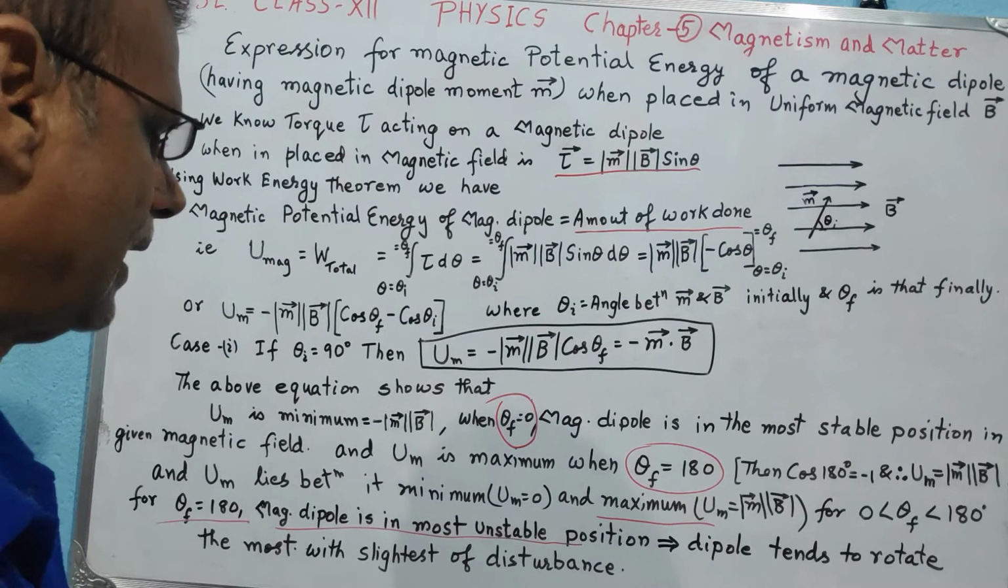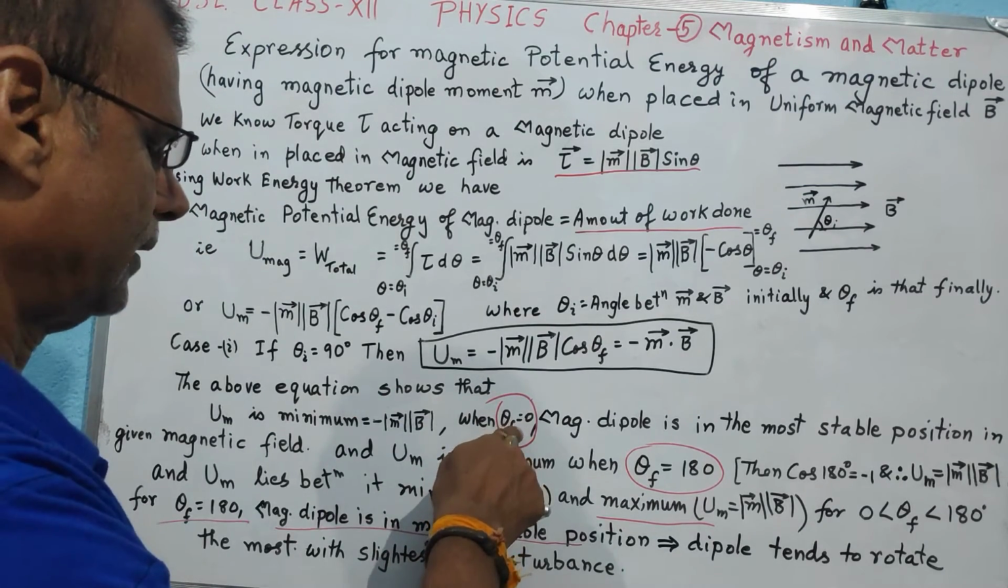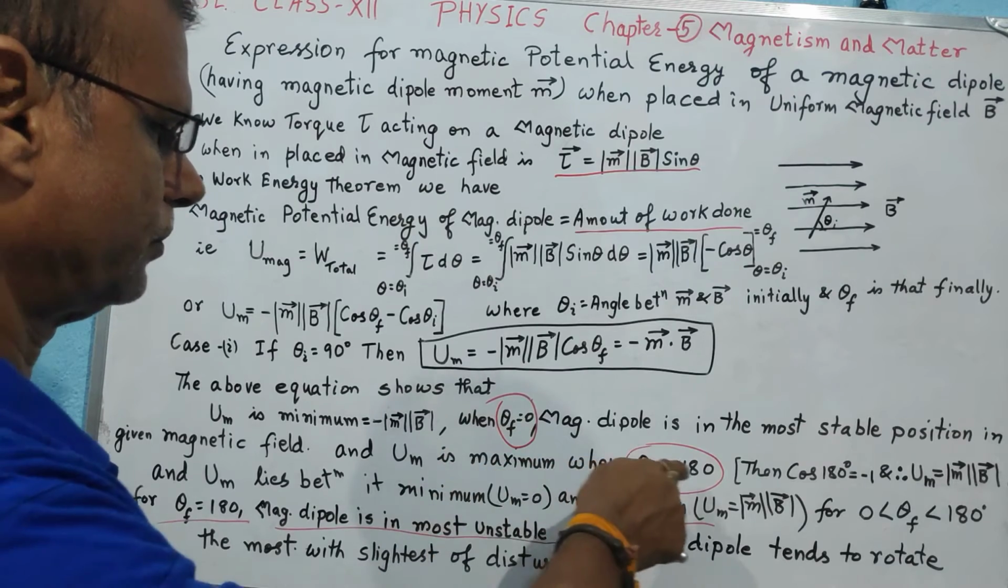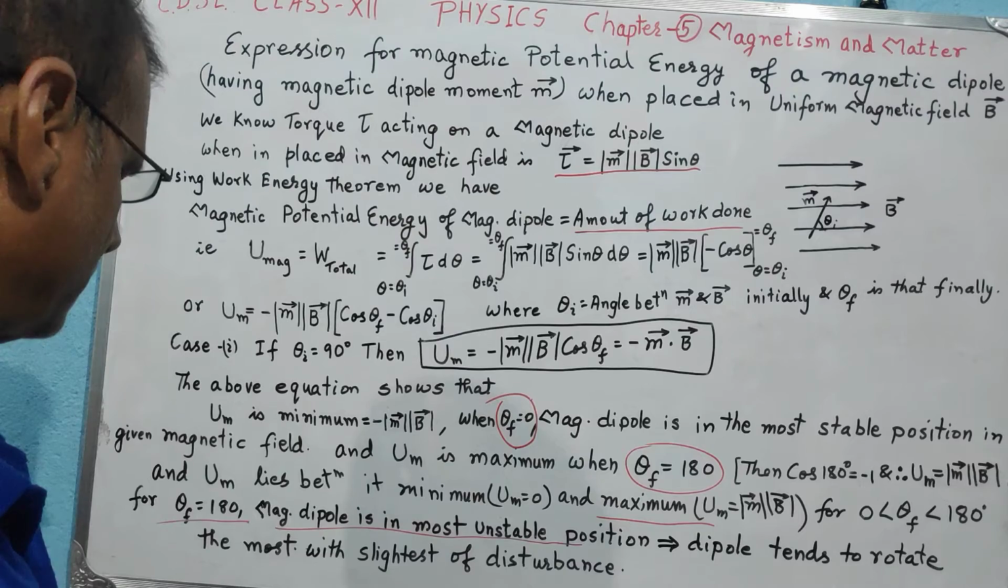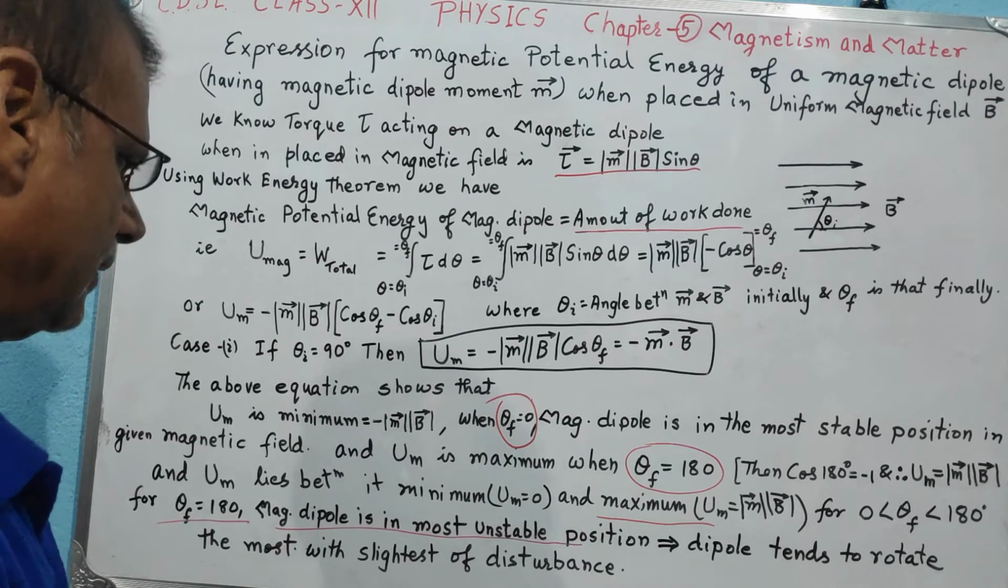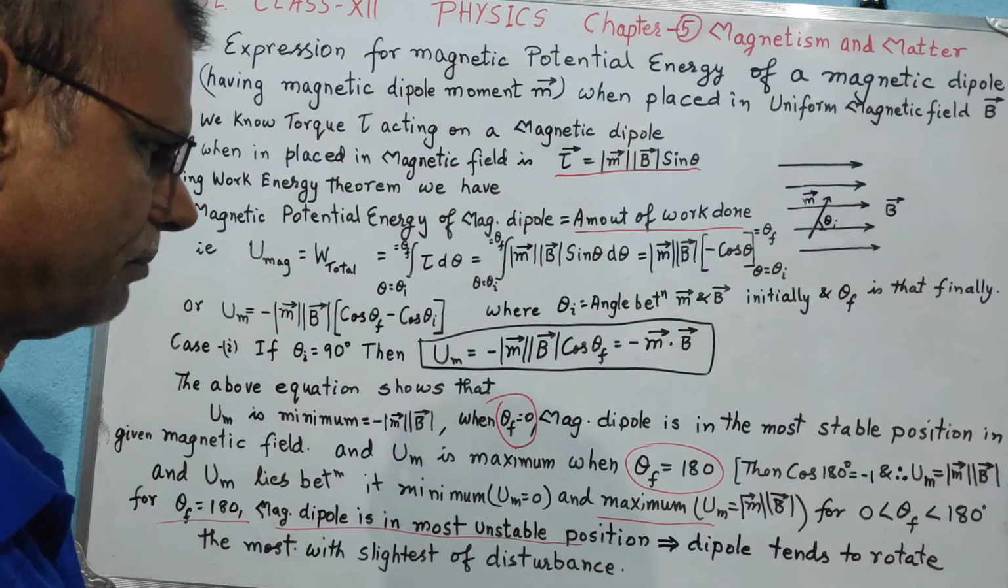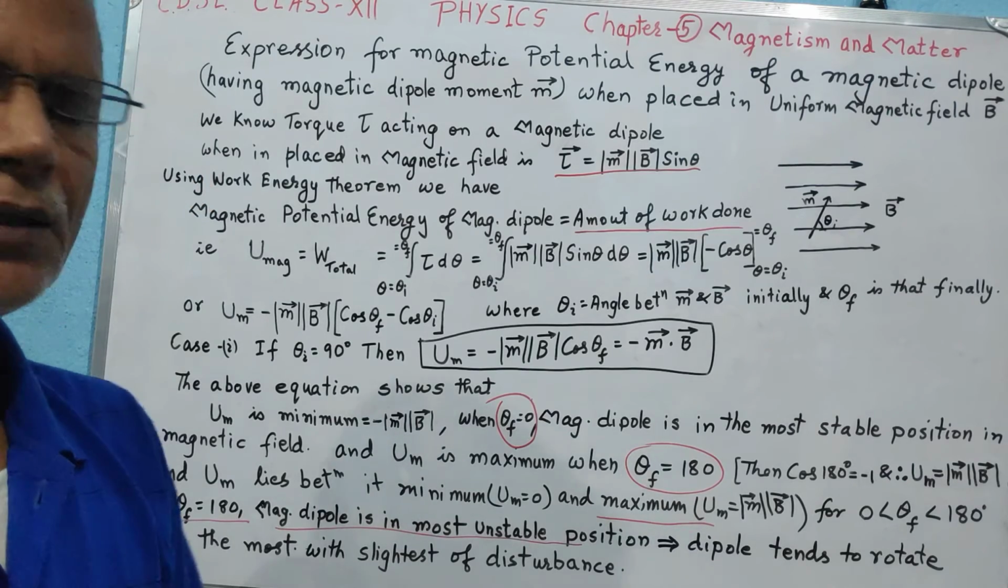And for all angles between theta F equal to 0 degrees and 180 degrees, the magnetic potential energy lies between the minimum and the maximum values. So that's all for today.